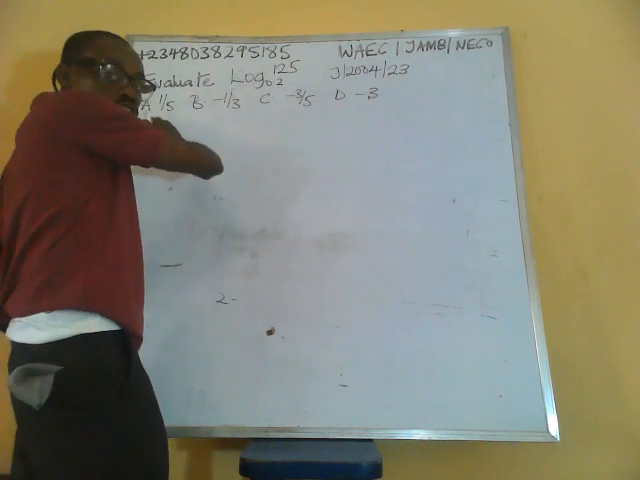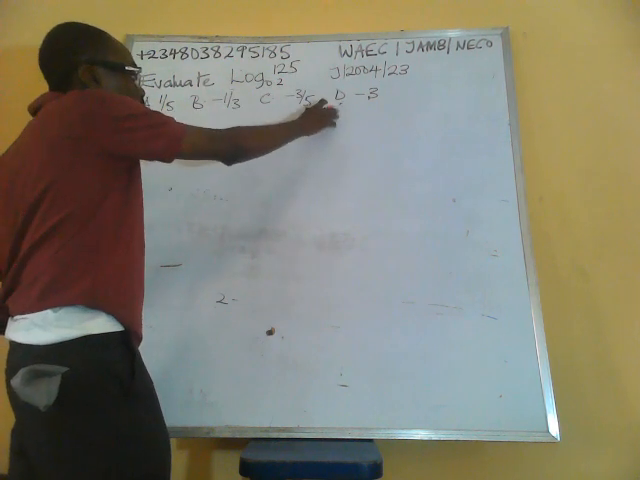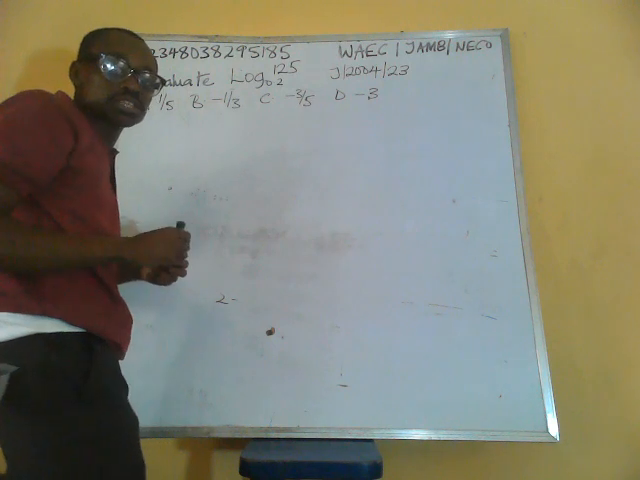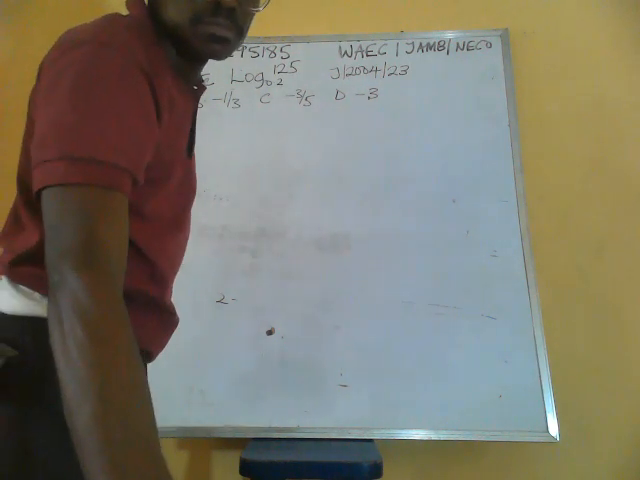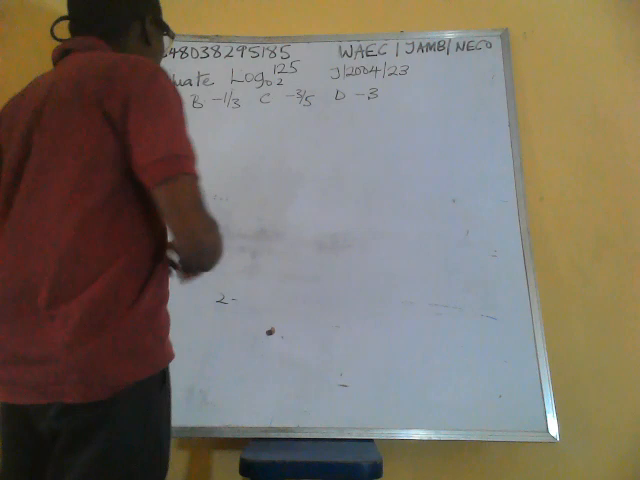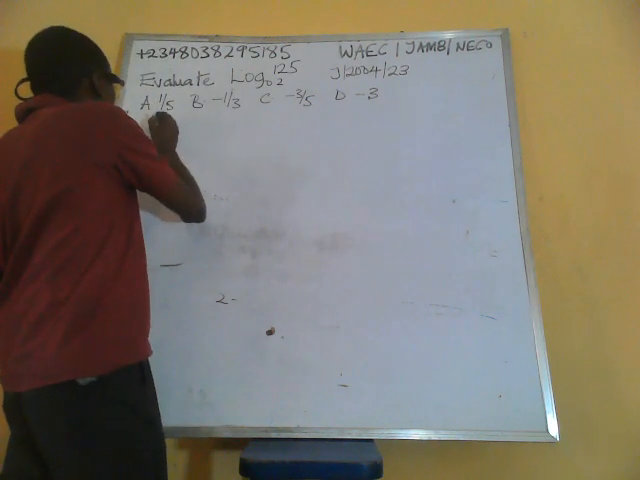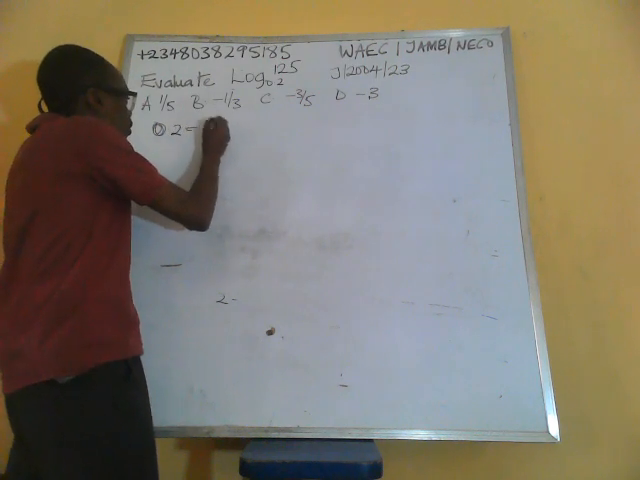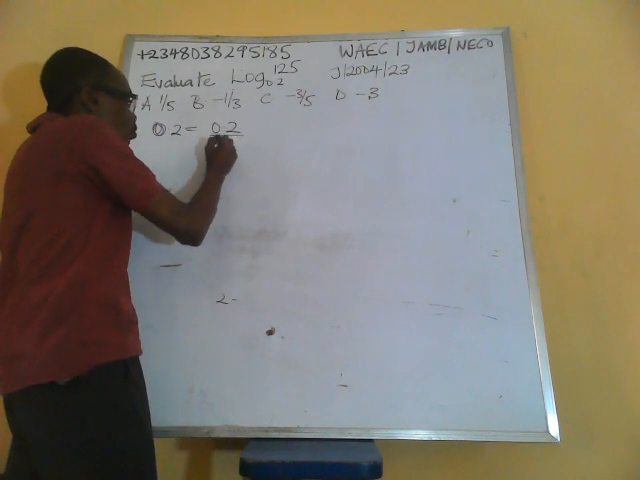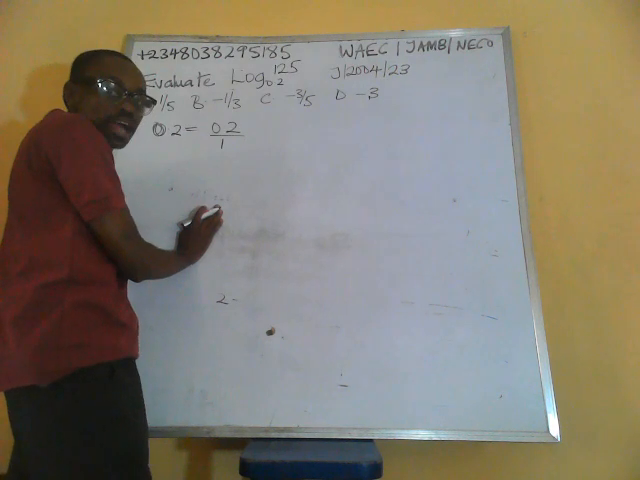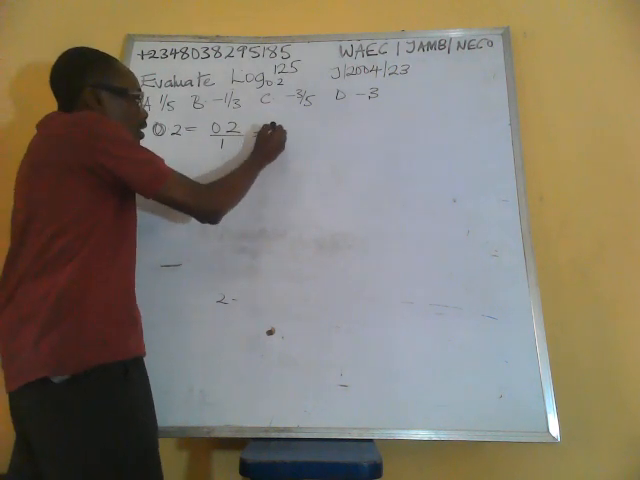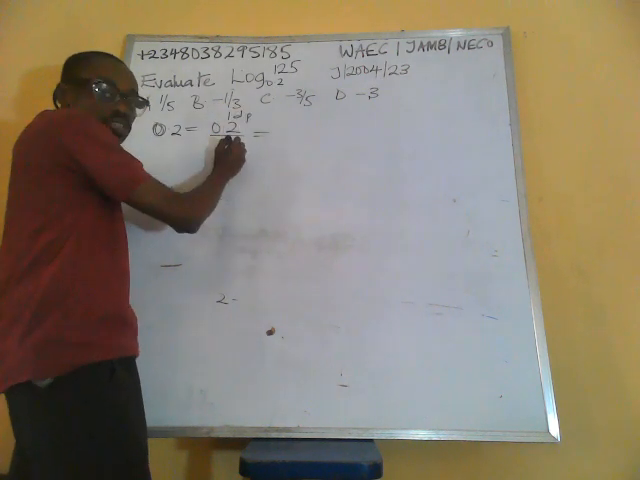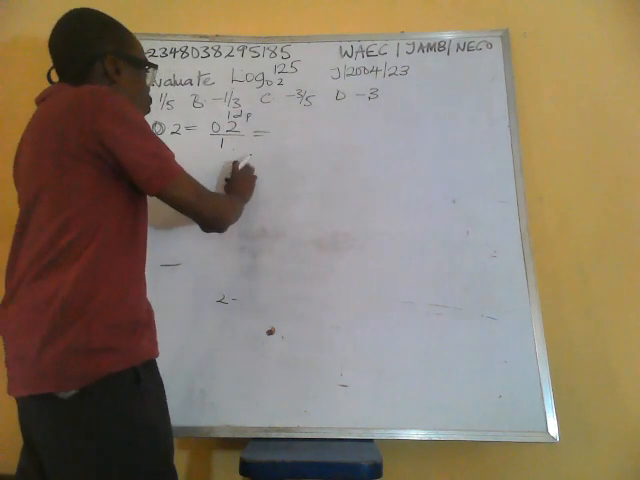These are the options for the answer. We have A, B, C, D. Our answer must fall among one of these options. So like I said, we have 0.2. To convert 0.2 to a fraction, we divide by 1. Next, this is one decimal place. We also create one decimal place here.